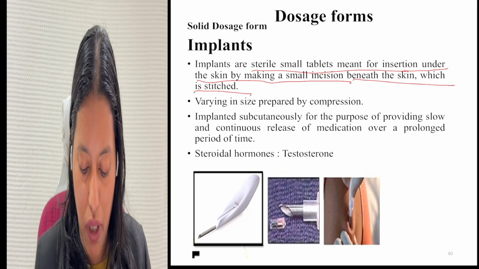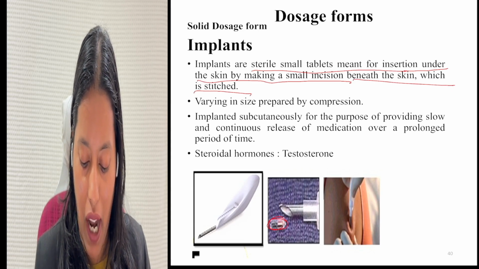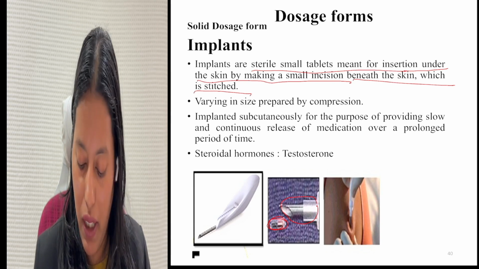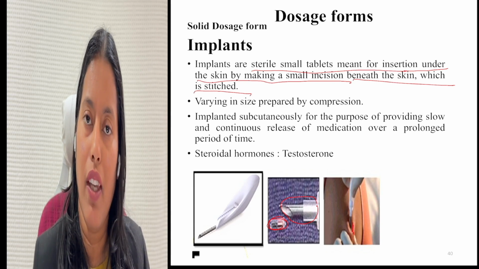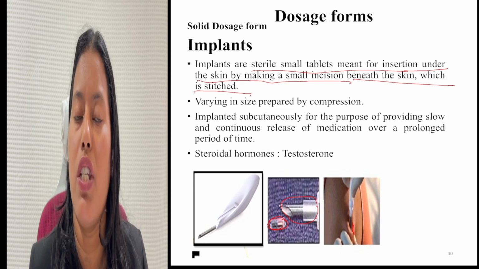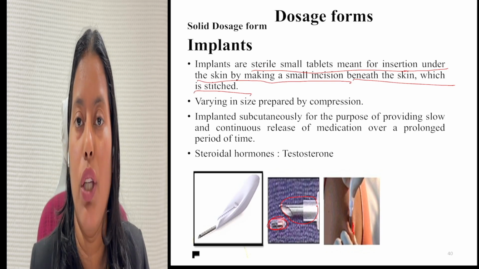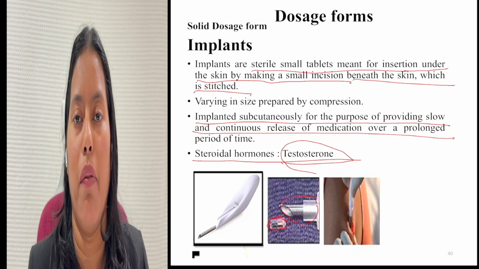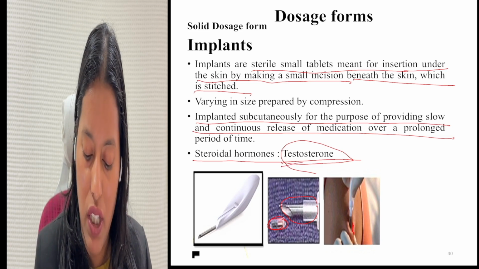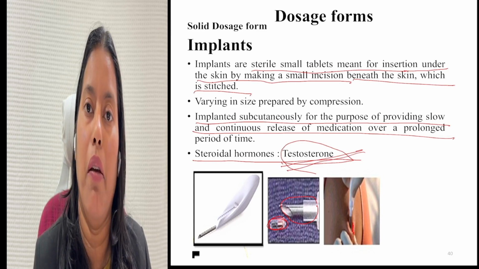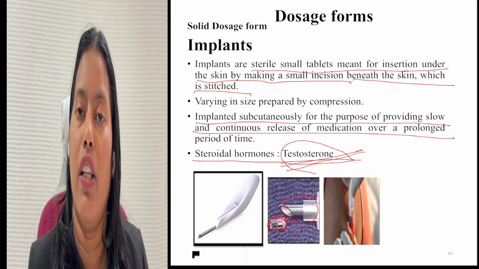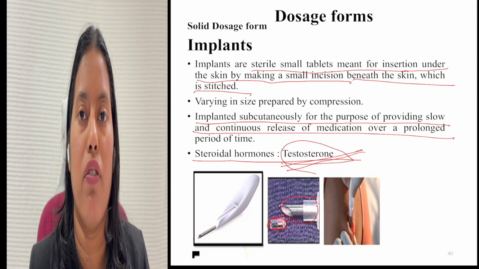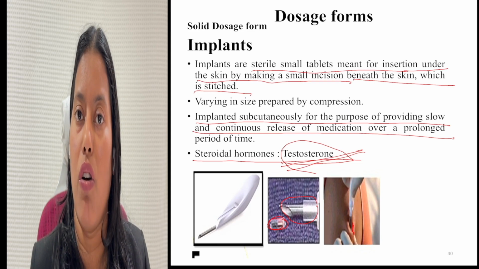So in this diagram you can see this is a small implant and this is the device to put the implant below the skin, and you may need small surgery to stitch the area of the skin where you get the cut. Various contraceptives are given in the form of implants. Testosterone is also given in the form of an implant. These are some examples where the drugs are formulated into implants and given to the patient to have slow and sustained release of the drug.